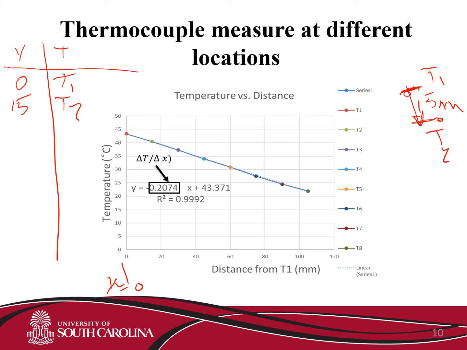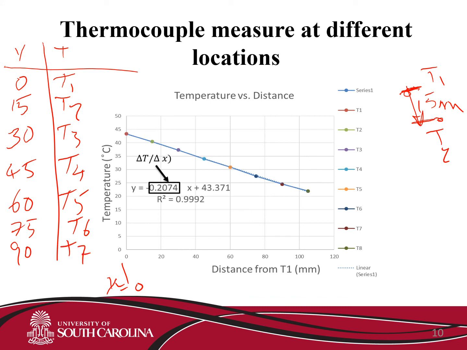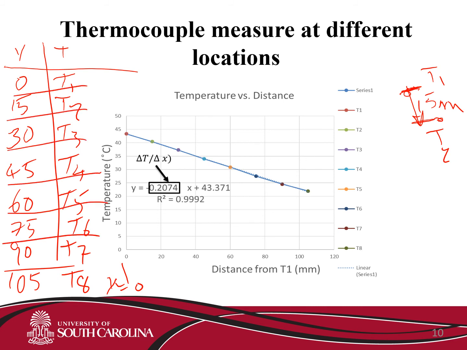And then at 3, plus 15 millimeter, which is 30, which is T3, and this is 45, T4, this is 60, T5, 75, T6, right? 90, which is T7, and then 105, T8, right? These are the temperatures. Once you have the table, you can draw a graph.